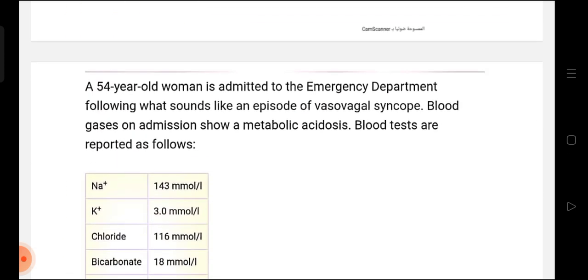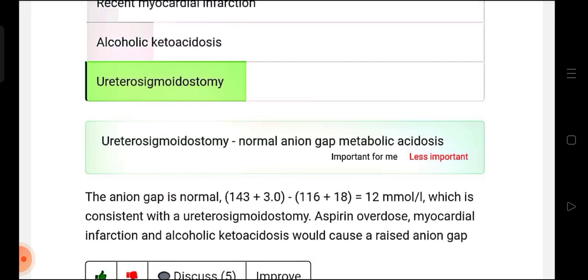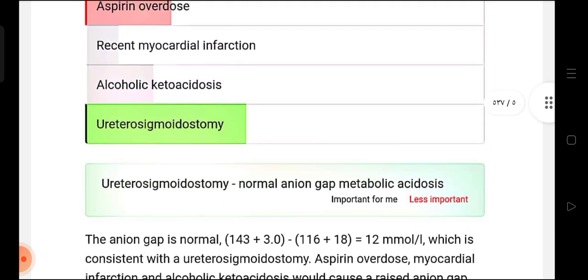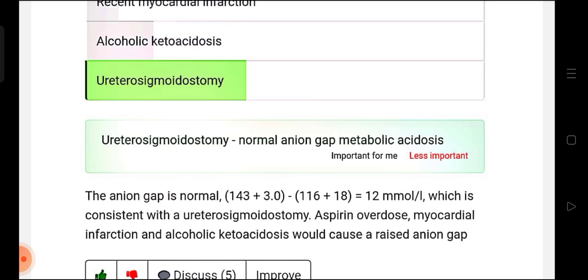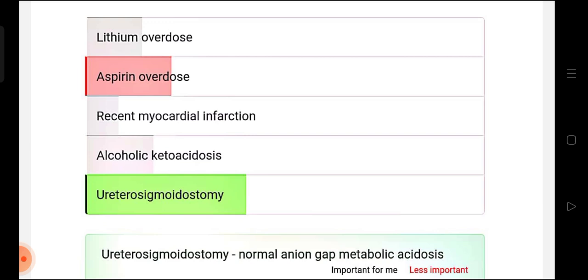This 54-year-old woman had metabolic acidosis. After measuring the anion gap, it is normal, about 12 millimole per liter. This is a normal anion gap, not high, and is consistent with ureterosigmoidostomy. While aspirin overdose, myocardial infarction, and alcoholic ketoacidosis are causes of high anion gap metabolic acidosis.